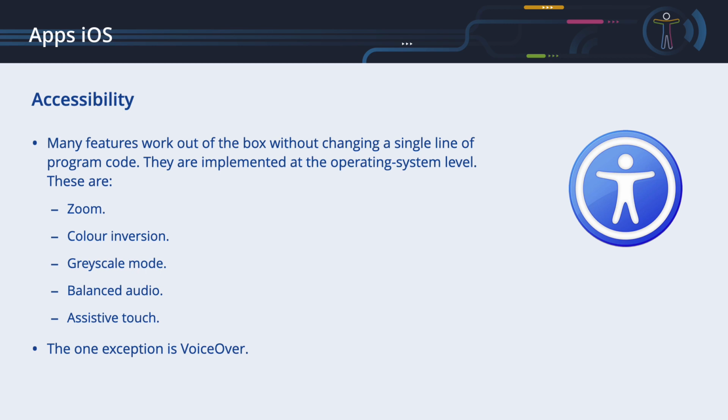In general, a developer does not need to do much to make an app accessible. Many features work out of the box, without changing a single line of program code. They are implemented at the operating system level. These are zoom, color inversion, grayscale mode, balanced audio, and assistive touch. If these features are new to you, please consult the Assistive Technology iOS chapter. There is one exception: VoiceOver.